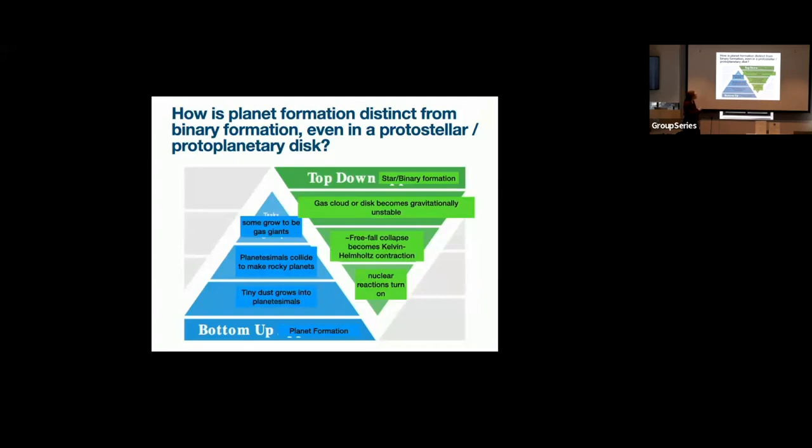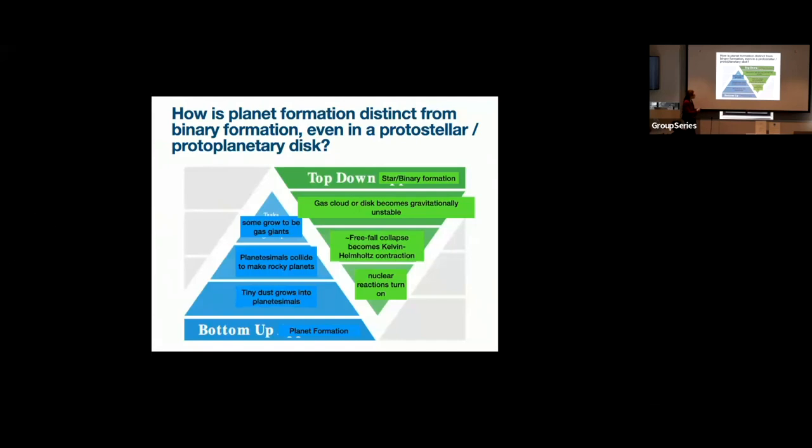So I like to think of star formation or binary formation as a top-down process where you have a gas cloud or a disk that becomes gravitationally unstable and that collapses. At some point, free fall collapse becomes Kelvin-Helmholtz contraction, and then you get dense enough and nuclear reactions turn on.